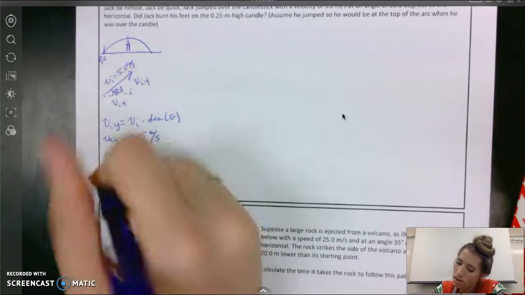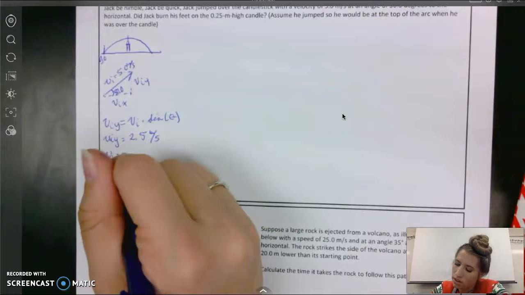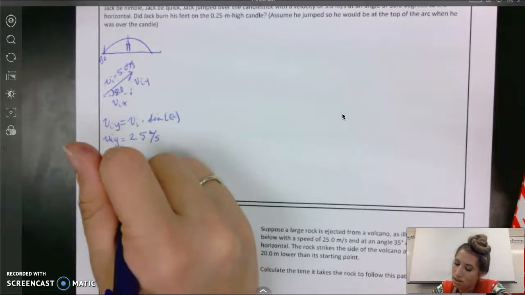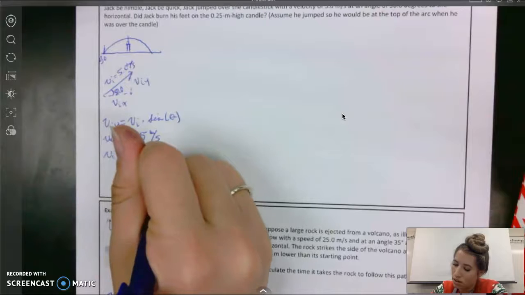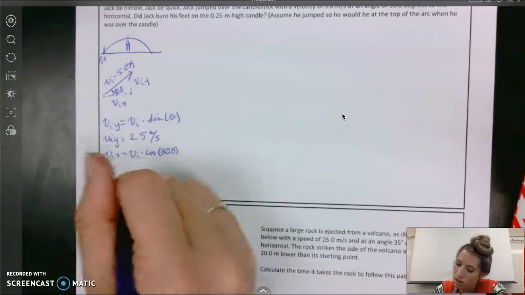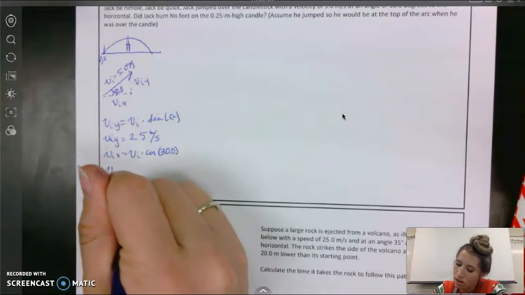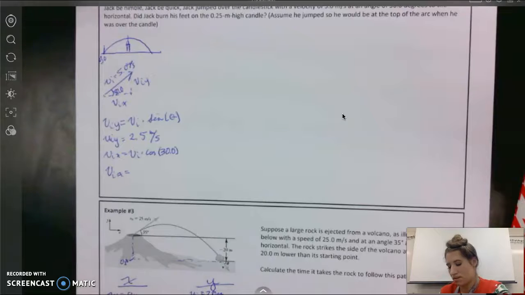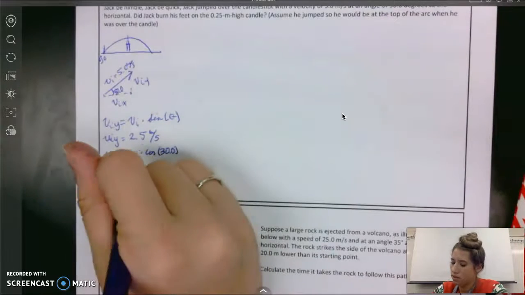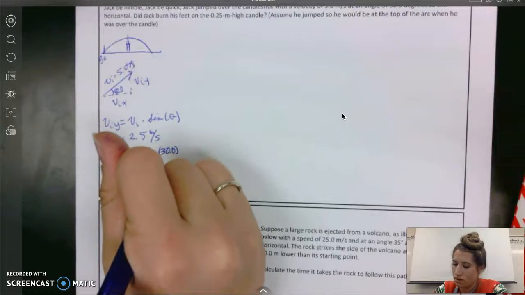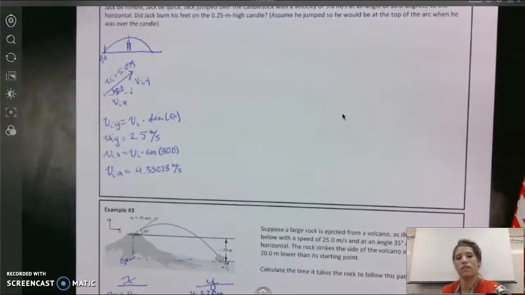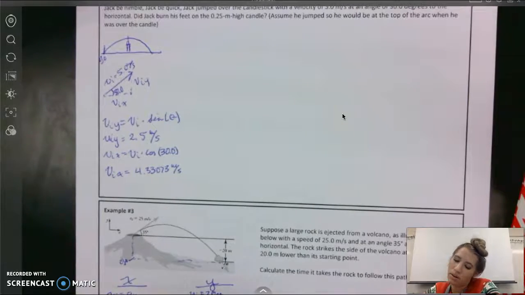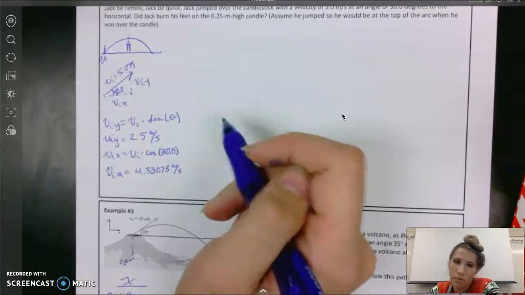meters per second, and then velocity initial in the x is going to be the hypotenuse multiplied by the cosine of 30. And so then 5 multiplied by the cosine of 30, 4.33 meters per second. And now we want to know the height, just like before.